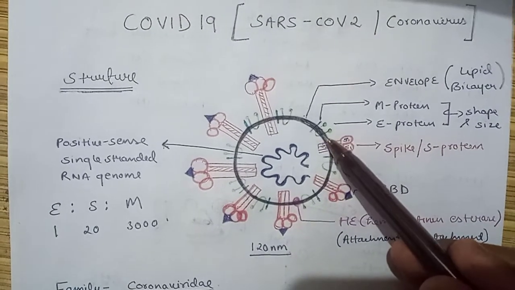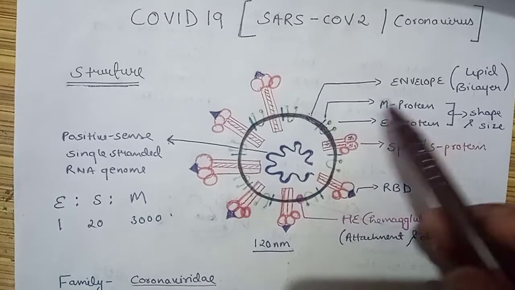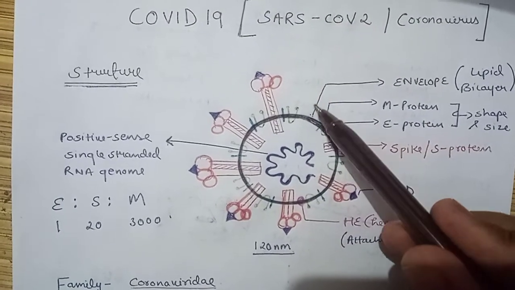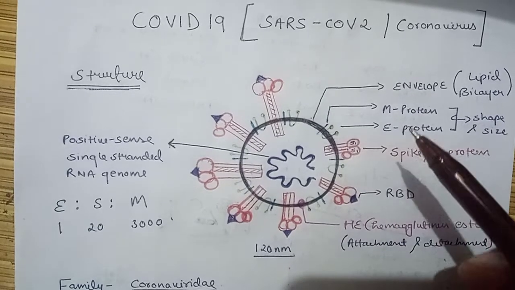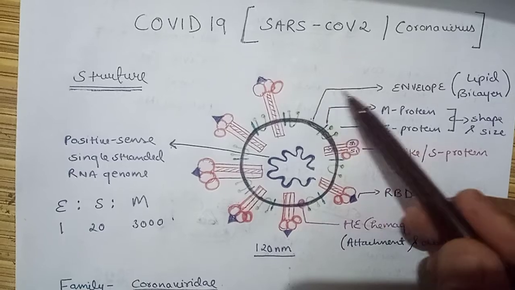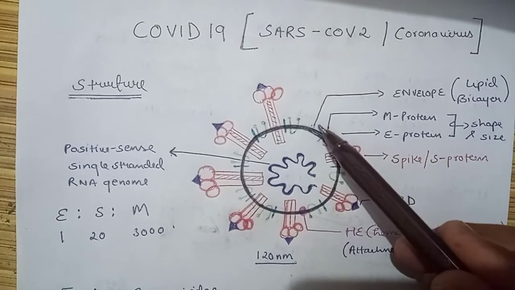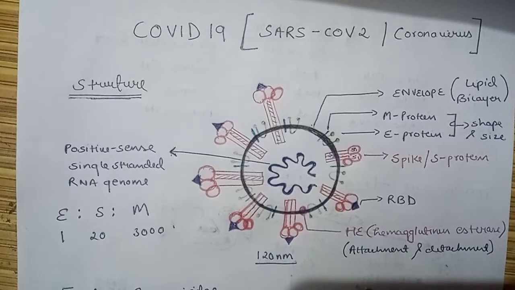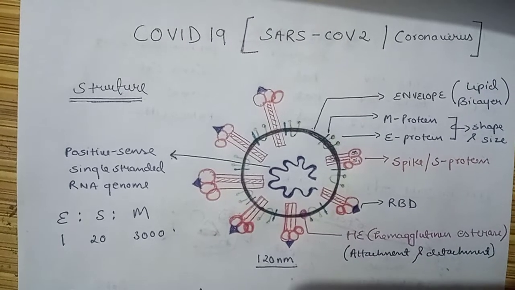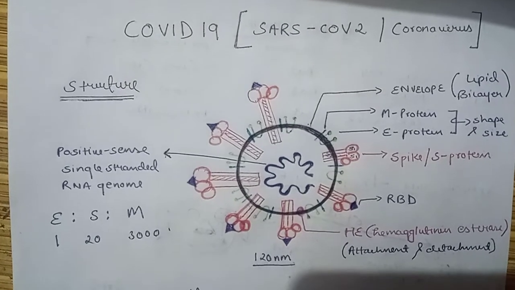Now this black colored strip that you are seeing, okay, this shows us the viral envelope. The envelope of all the viruses contain an envelope around them, and this is the envelope of coronavirus, and this envelope is made up of lipid bilayer.